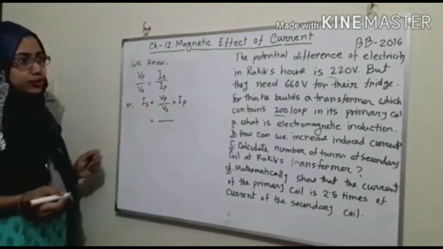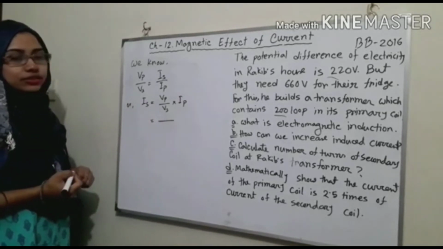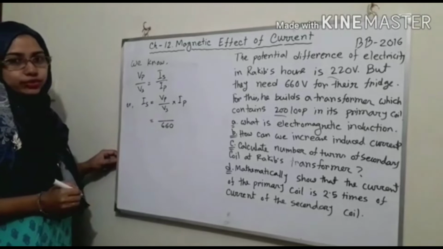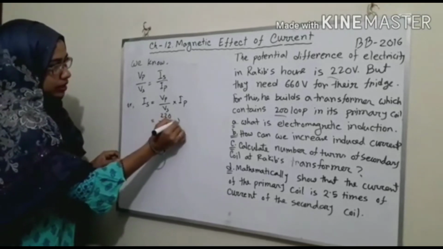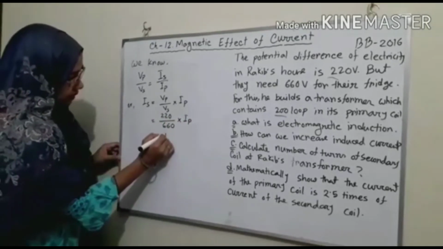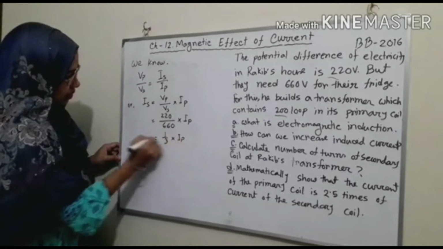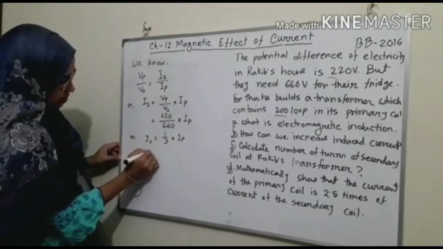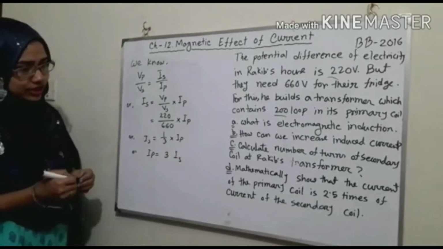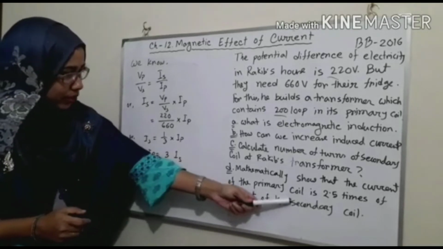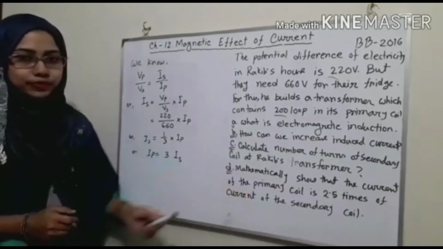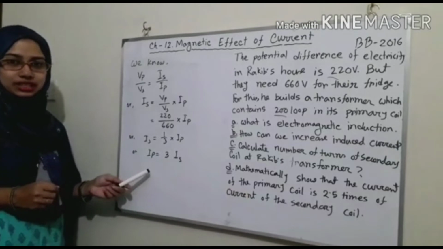In the statement we know that for the secondary coil 660 volt potential is given, and for the primary coil it is 220 volt. Current is not given here, so I am keeping the current like that. So we get Is equals 1/3 into Ip, or we can write Ip is 3 times Is. The question says mathematically show that the current of the primary coil, that means Ip, is 2.5 times the current of the secondary coil. So it is not 2.5 times, it is 3 times.